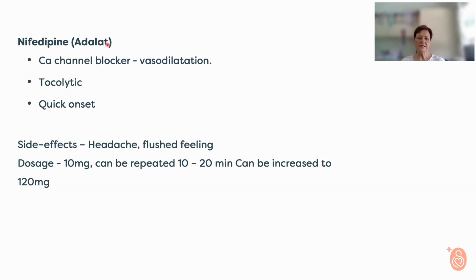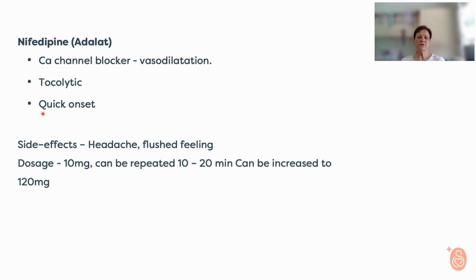Our next drug is nifedipine or Adalat. It's a calcium channel blocker, and by being a calcium channel blocker, it causes vasodilatation. And that's what we need, because we want to decrease the vasospasm and the effect of vasospasm. What is very important to remember is that it's also tocolytic. It means that it decreases contractions. So, it might play an important role during labor if we give nifedipine for hypertension during labor. So just take that into consideration.